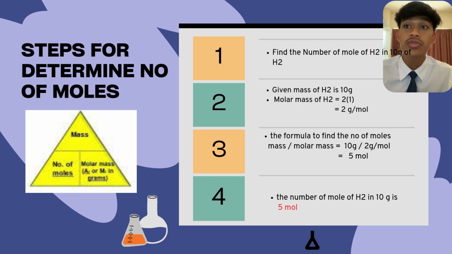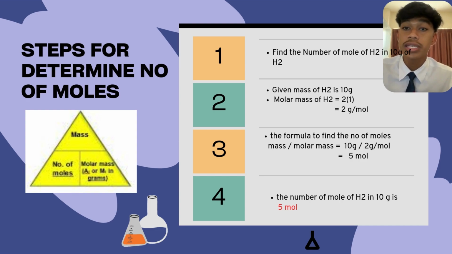Molar mass of H2, as we know, we must refer to the atomic mass table. For H, it is 1. So we must multiply by 2 because hydrogen has 2 atoms. So H2 equals 2 multiplied by 1. So H2 equals 2 gram per mole.